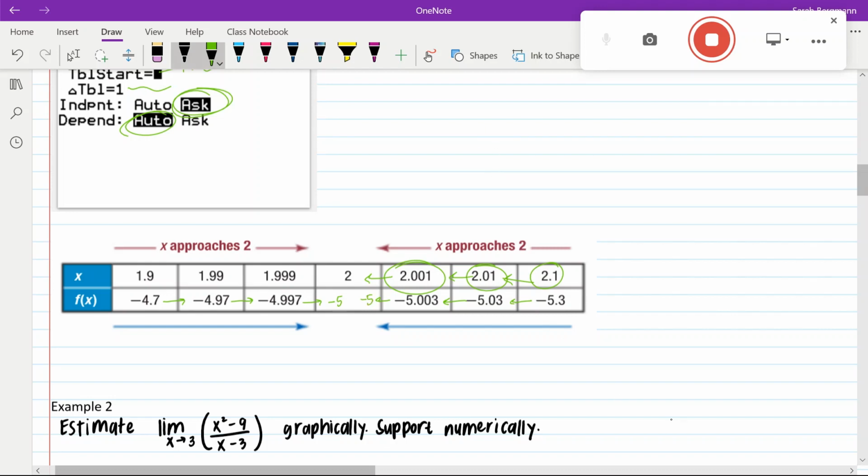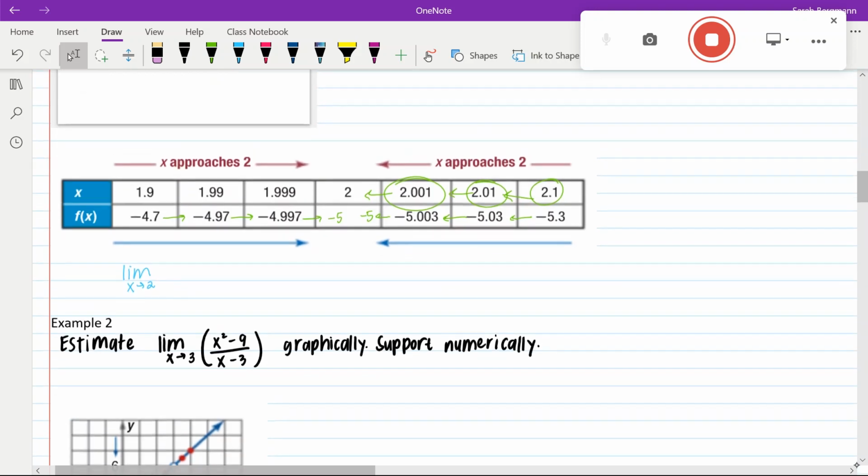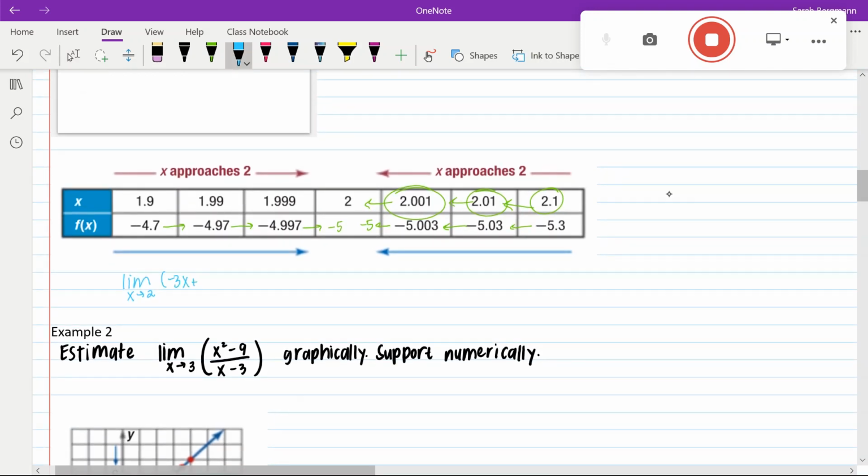So what we could say for the answer for this limit, we can say the limit as x approaches 2 for the function negative 3x plus 1 is equal to negative 5. That would be your final answer.